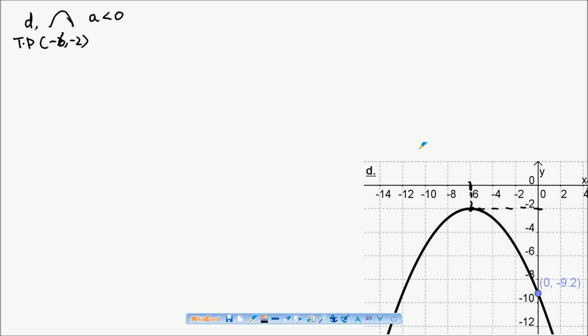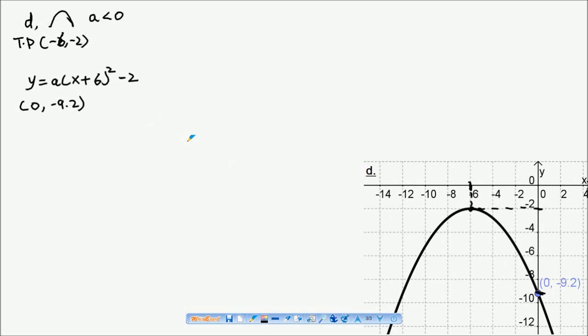So the equation will be y equals a times x plus 6 squared minus 2. Just copy the y coordinate of the turning point down there, and we have our standard equation. Now we need to find the value of a. We try to substitute the point 0 and minus 9.2, which is the point there.